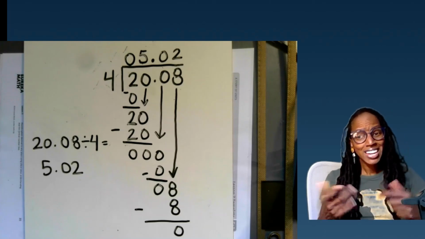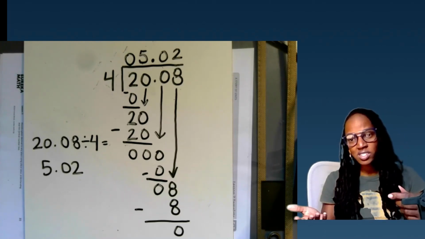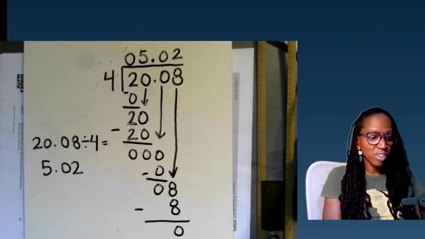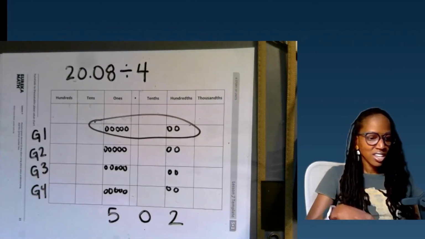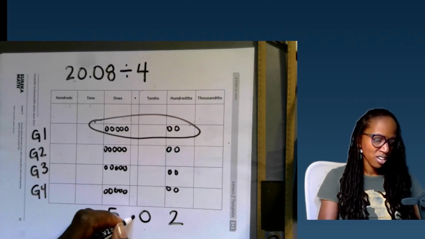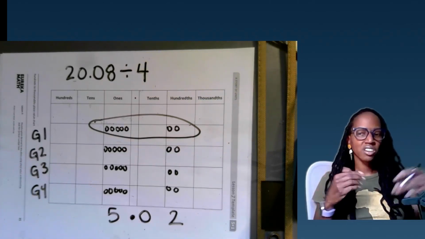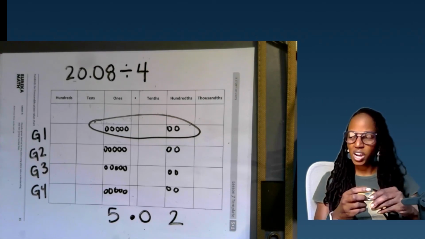Now I'm asking myself, is that reasonable that 20 and 8 hundredths divided by 4 equals 5? It is reasonable. If I had about $20 and I divided it among 4 people, each person will get about $5. And that's also represented here on our place value chart. So in this lesson, scholars are going back and forth connecting those 2 concepts.